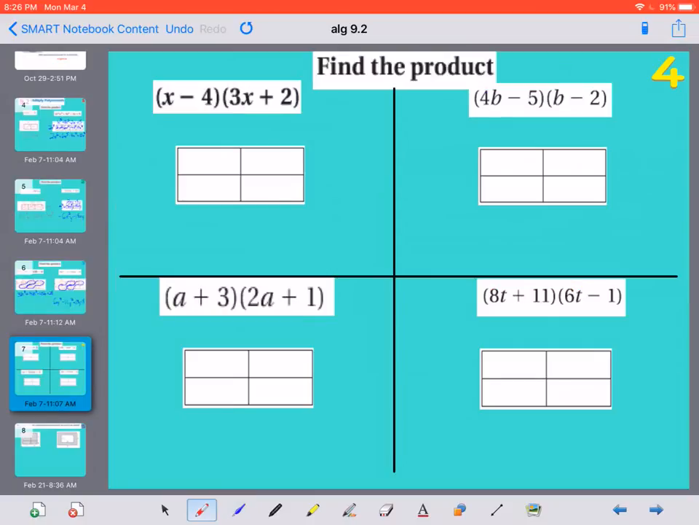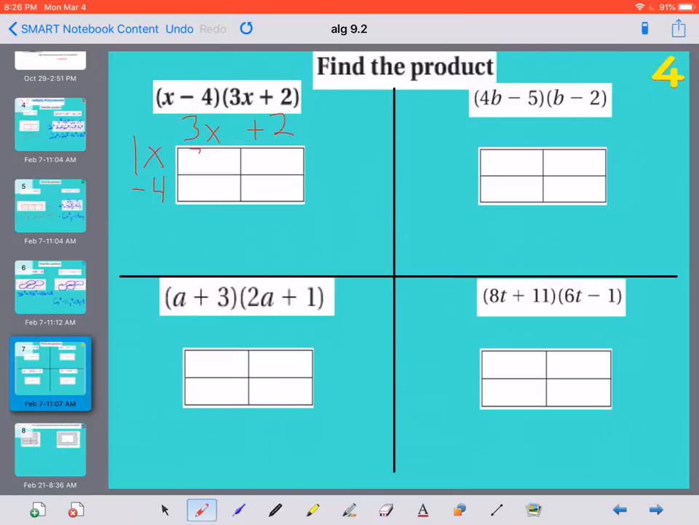Alright, just a little more practice with these. I'll do 2 of them, then I want you guys to try the other 2 on your own. So we'll have x minus 4 and 3x plus 2.